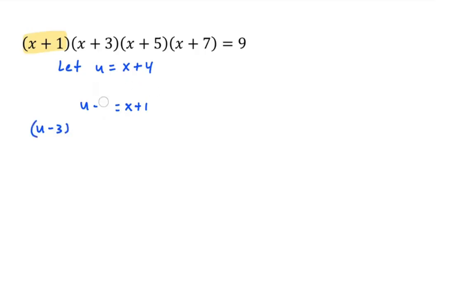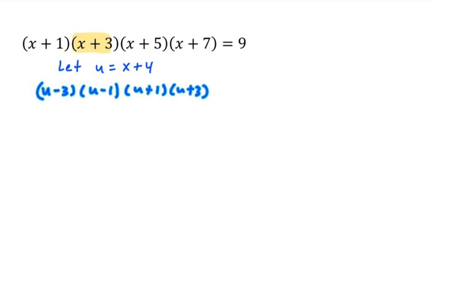Let's think about the same thing for x + 3. We'll pretty much do the same thing. We're going to subtract 1 on both sides so that we obtain u - 1 = x + 3. So x + 3 can be rewritten as u - 1. We can do the same for x + 5 and x + 7, and that will happen to be u + 1 and u + 3. And all of this is equal to 9.